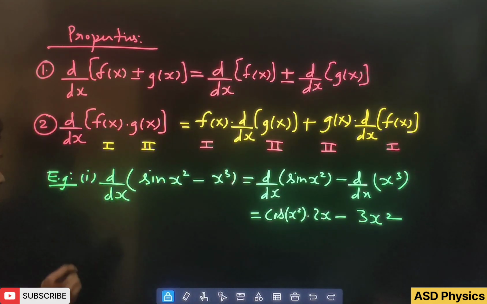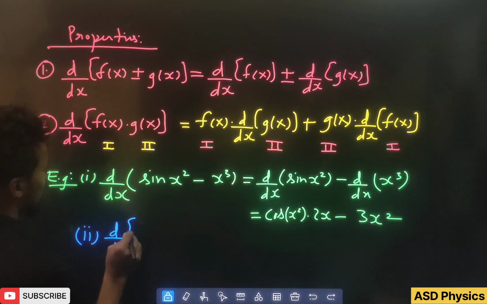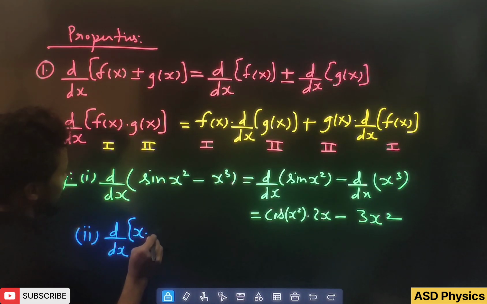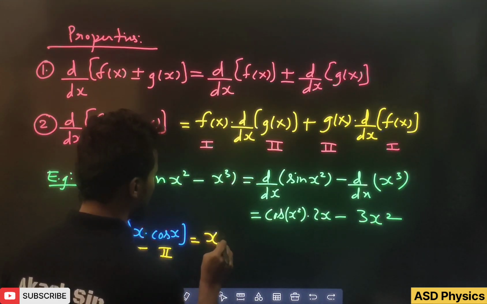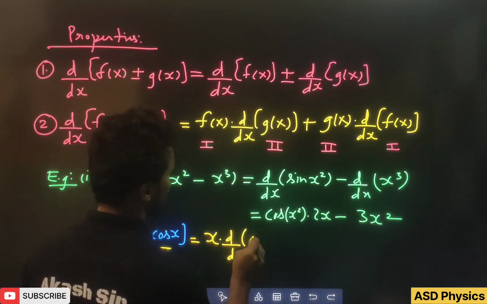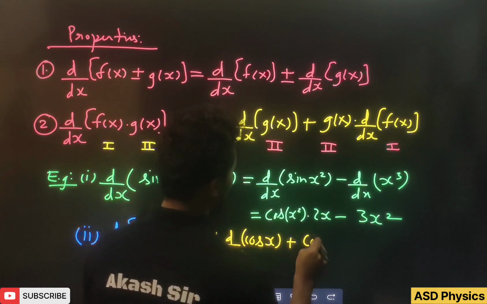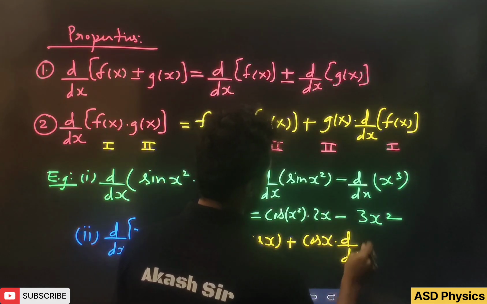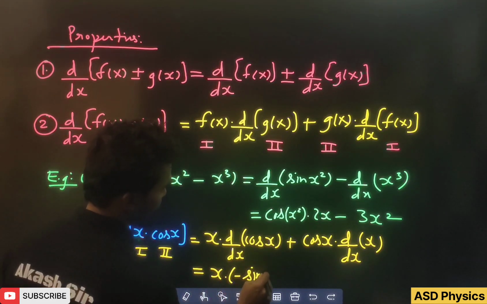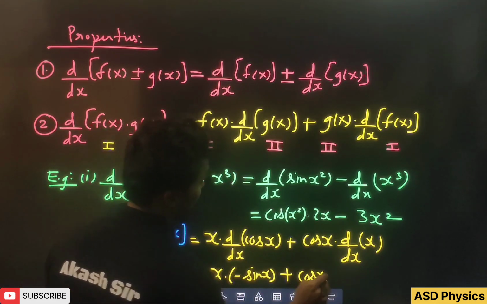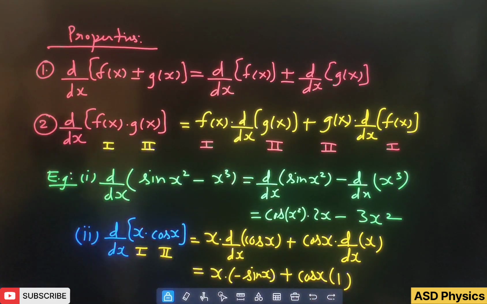Now, students, for the second one we are going to use this rule. Let's take d by dx of x into cos x. Here we have two functions, first function and second function, in multiplication. So it is first function into differentiation of the second function plus second function into differentiation of the first function. Then we can easily write x into differentiation of cos x, which is minus sin x, so minus x sin x, plus cos x and differentiation of x, which is 1. So in this way we can use the properties of differentiation very well.